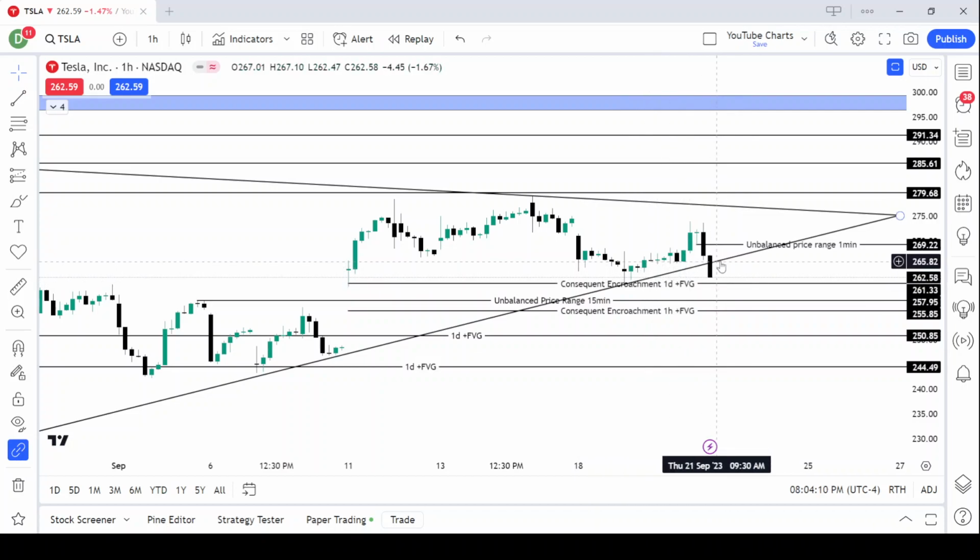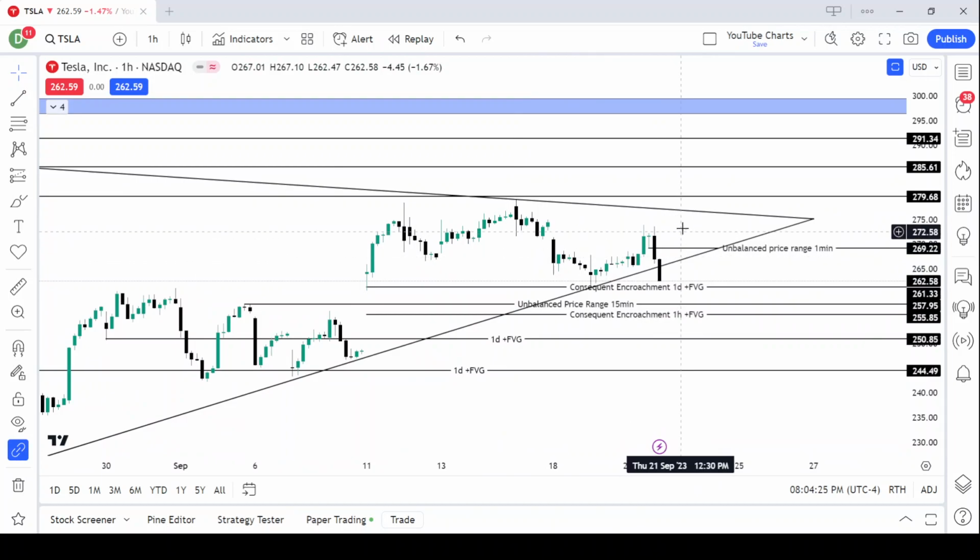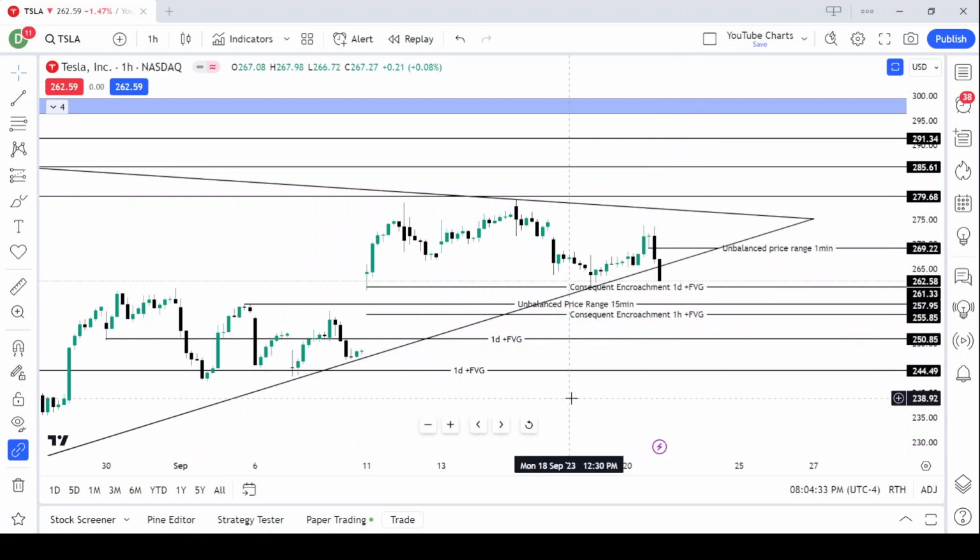So on the daily, it didn't look like it broke by much. On the hourly, it looks like it broke a little bit more. Again, there's that unbalanced price range on the 1 minute. Again, we have those downside targets, okay? So we'll be interested to see if price wants to rally back into this triangle. Sometimes that happens. Sometimes price does rally back into a pattern and then eventually makes another decision to move up or down. So it could be a fake out, could be a false break.